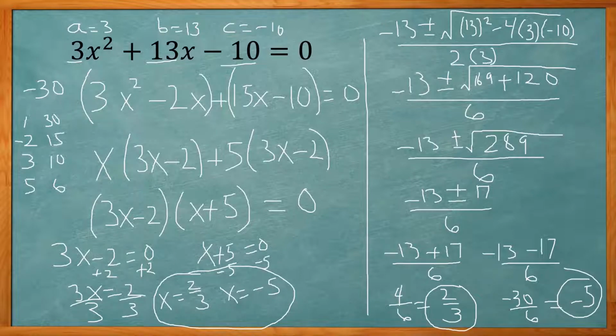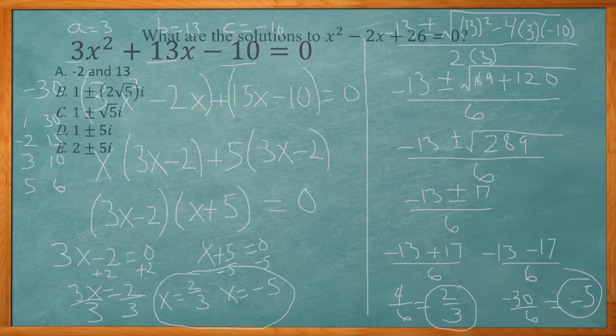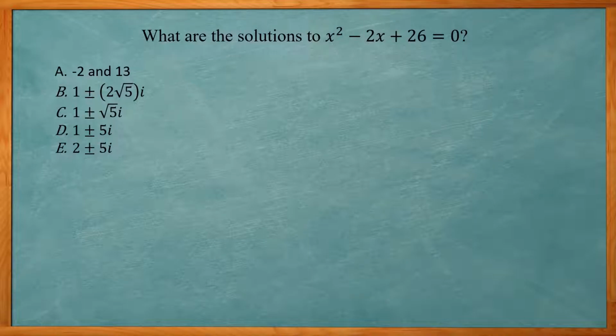Alright, so now let's take a look at an example ACT problem. This one says, what are the solutions to x squared minus 2x plus 26 equals 0? If I look at 26, it would be 1 times 26 or 2 times 13.